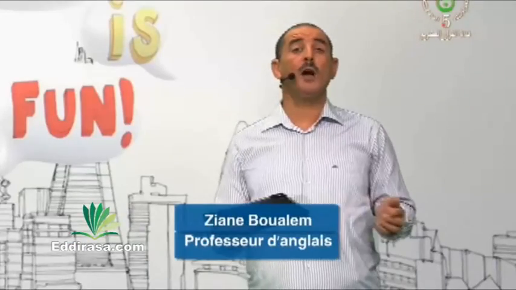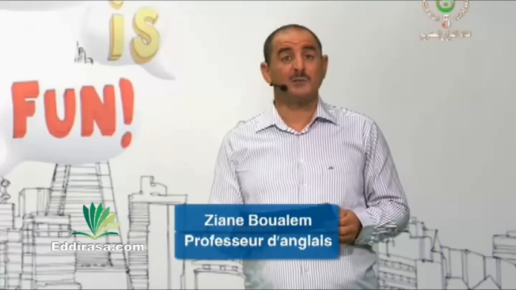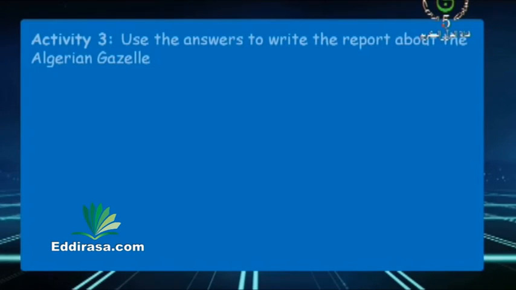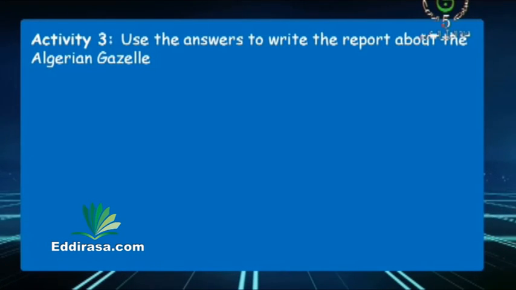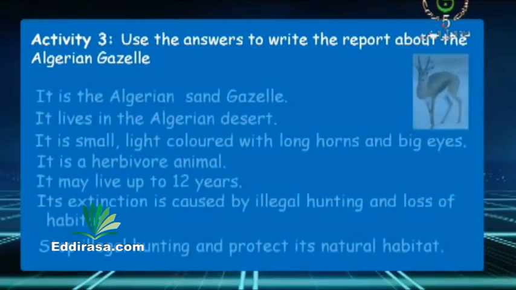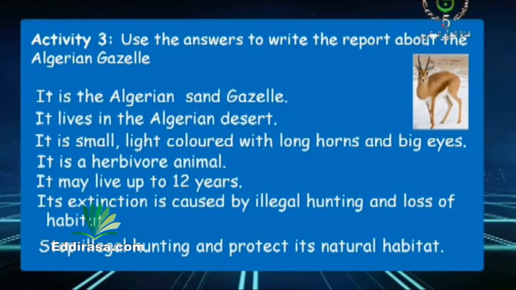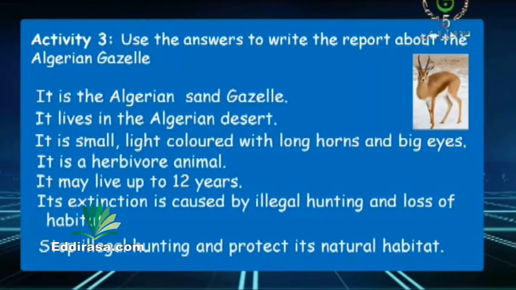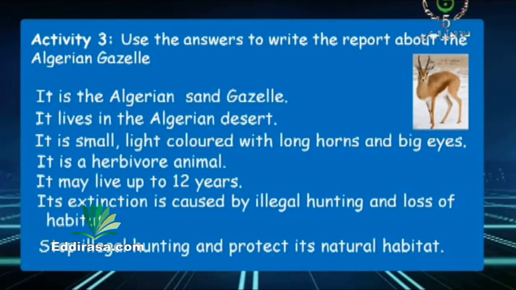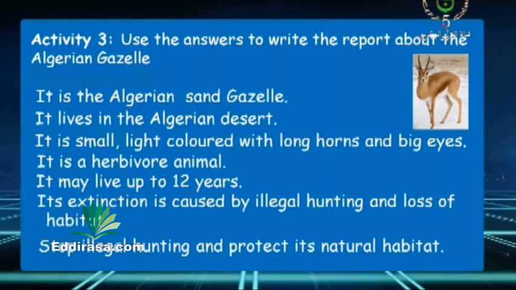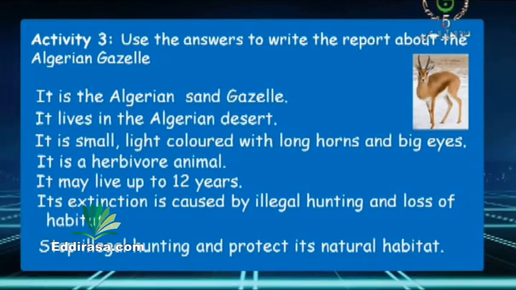Okay, so all you have to do now, dear pupils, is to use the previous answers to write a report about the Algerian sand gazelle. Using, what are they going to use? Okay, they're going to use the answers. Yes. Okay, so it is the Algerian sand gazelle. It lives in the Algerian desert. It is small, light colored with long horns and big eyes. It is a herbivore animal. It may live up to 12 years. Its extinction is caused by illegal hunting and loss of habitat. And finally, stop illegal hunting and protect its natural habitat.